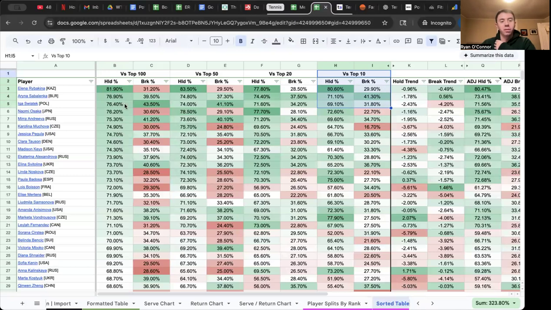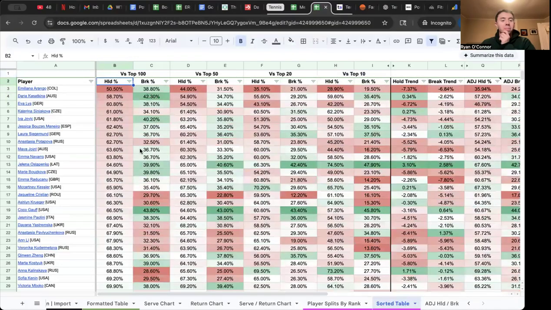So here this is sorted for highest percentage versus top 100 players. This is your holding percentage, and no shockers here: Rybakina, Sabalenka, Iga, Osaka, Andreeva, Mukova, Pegula, to be expected. If we flip it, Arango, 50% is tough. Pretty much every other time you serve, you're getting broken by top 100 players. Then Kasatkina, Evelise, Siniakova, Jovic.